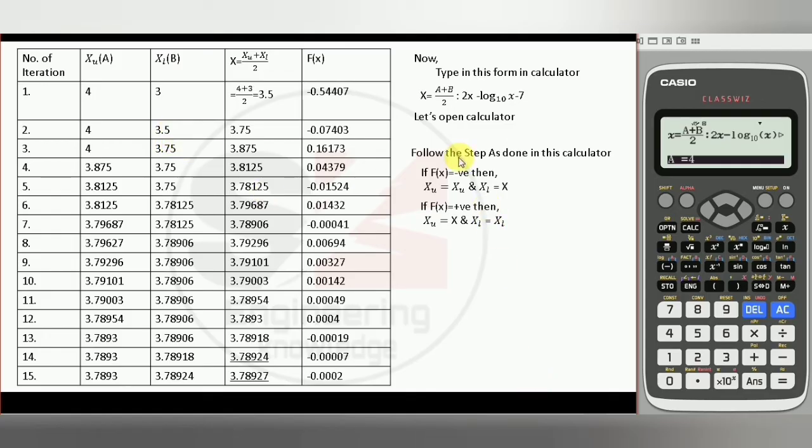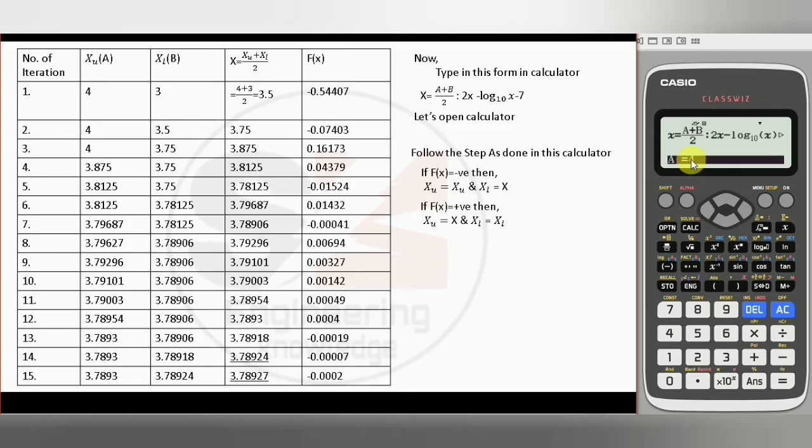So by applying this condition, we can solve this equation. In the first iteration we can see the value of fx is negative, so the first condition applies. So from this first condition, the value of xu remains the same, and the value of xl changes to this value 3.5, that is xl is equal to x, that is 3.5. In this way we have to change the value in each iteration. Then we have to change the value in this calculator also.